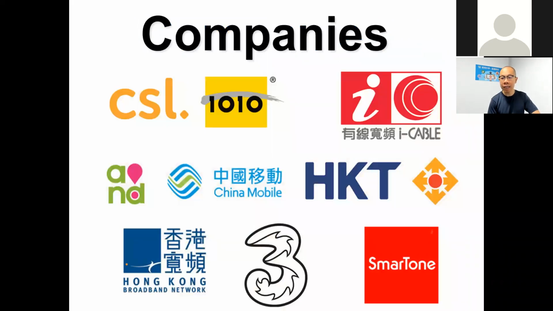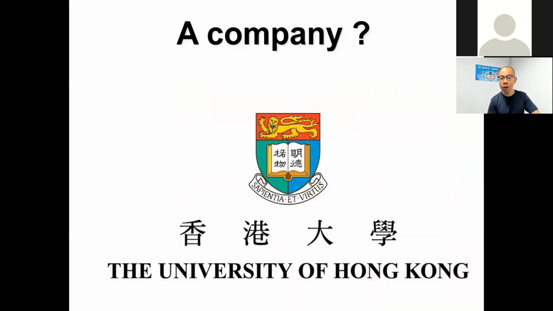Let's talk about companies. And I think everyone here should be familiar with companies. There are many kinds of companies. There are telecommunication companies, shipping companies, right? Many kinds of companies. Is Hong Kong U a company? It is a company. And you might be surprised because non-profit organizations can also be companies.